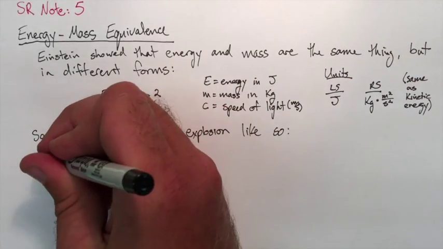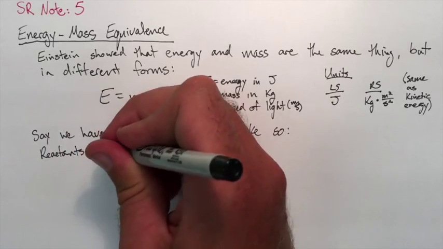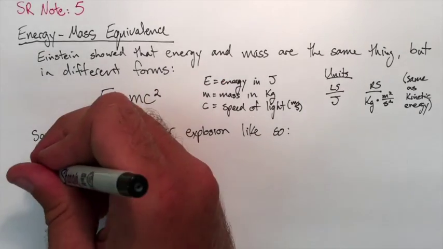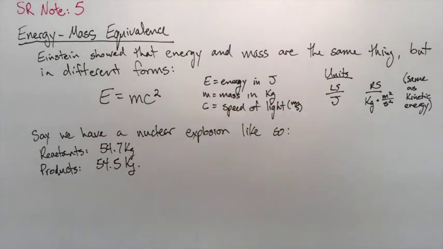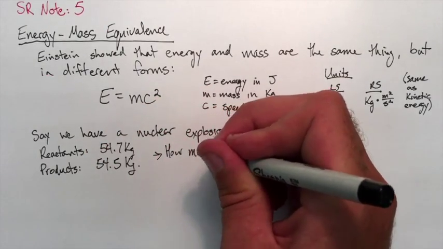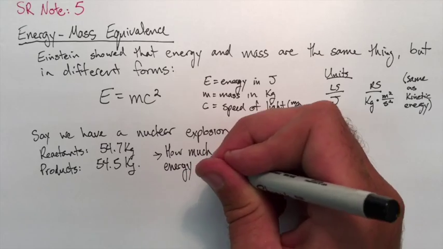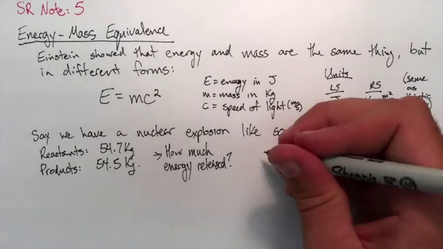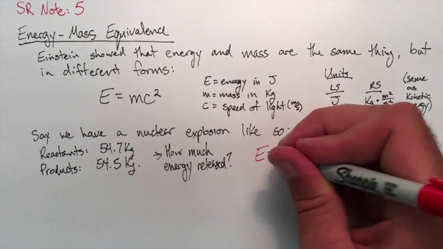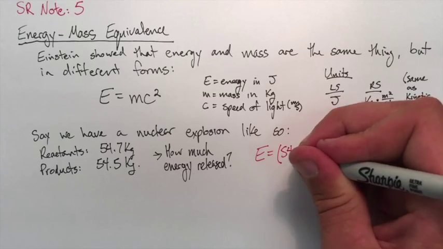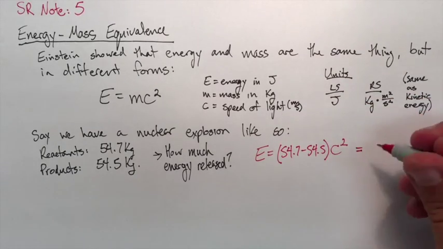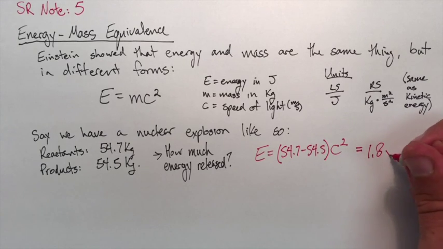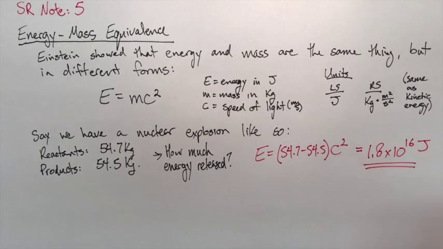Let's say there's a nuclear explosion where we had 54.7 kilograms of reactants and 54.5 kilograms of product. So we lost 0.2 of a kilogram in the explosion. That 0.2 was converted directly to energy. So how much energy would that be? E equals mc squared. We find the difference of the mass, times it by c squared. It corresponds to 1.8 times 10 to the 16 joules. That's a heck of a lot of energy.